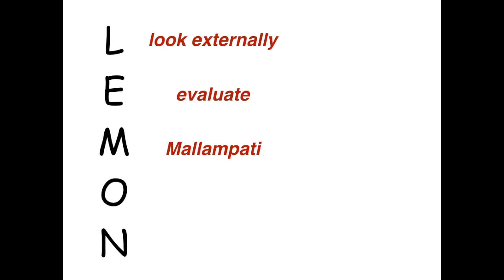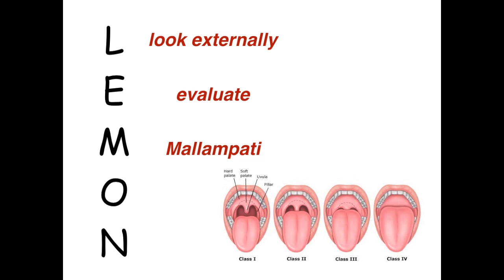M stands for the Mallampati score, and you can actually do this on each other. If you can see the full view of the uvula, this is a good indication that intubation may not be difficult, compared to class 4, which allows no visualization of the uvula.